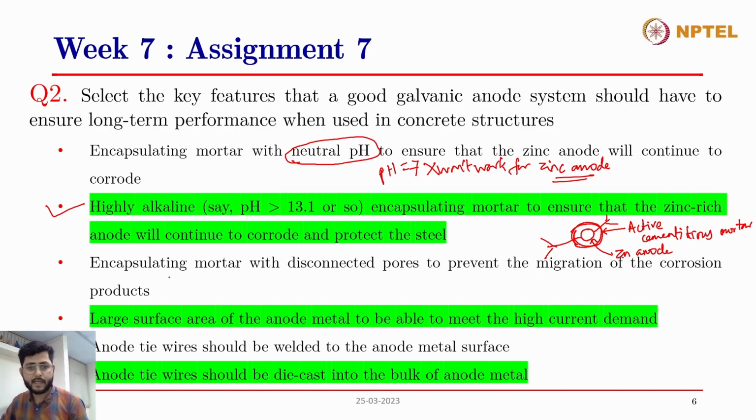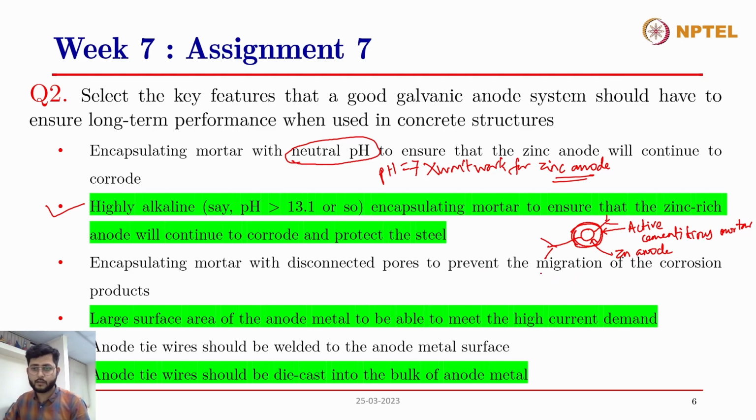The third statement was encapsulating mortars with disconnected pores to prevent the migration of corrosion products. If there are pores sufficiently available inside the cementitious mortar, then when the corrosion products are formed at the anode location, they'll have sufficient space to expand, and therefore we need the pores inside the active cementitious mortar as well. But this is not the correct option, because what it says is encapsulating mortar with disconnected pores to prevent the migration of corrosion products.